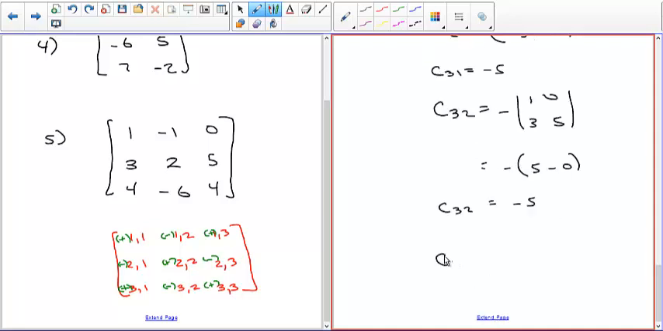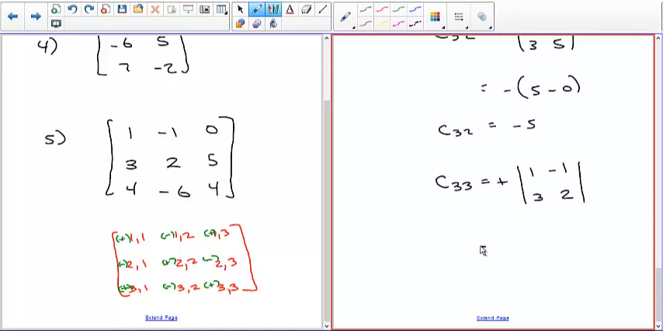And then the final one, C33, that's positive. If you cross out the third row, third column, you end up with this, which is 1, -1, 3, 2. So you have 2 times 1, which is 2, minus -1 times 3, which is -3. So you end up with 2 plus sign out here, plus 2 minus the -3. So it's 2 plus 3, which is 5. So that's how those work.